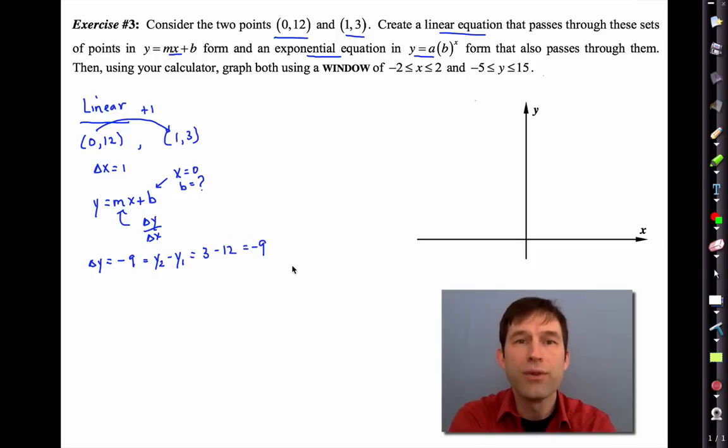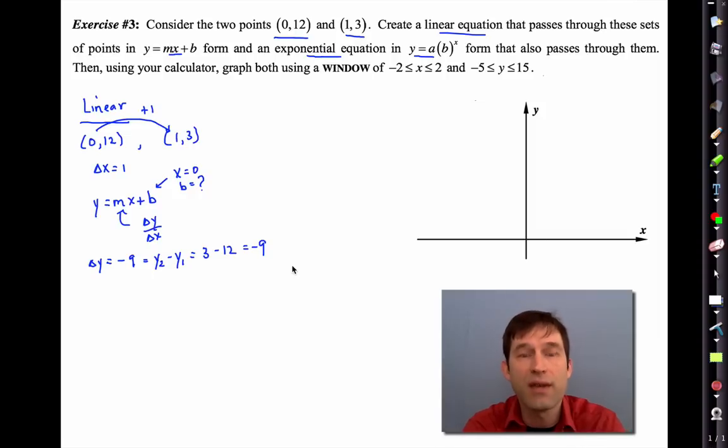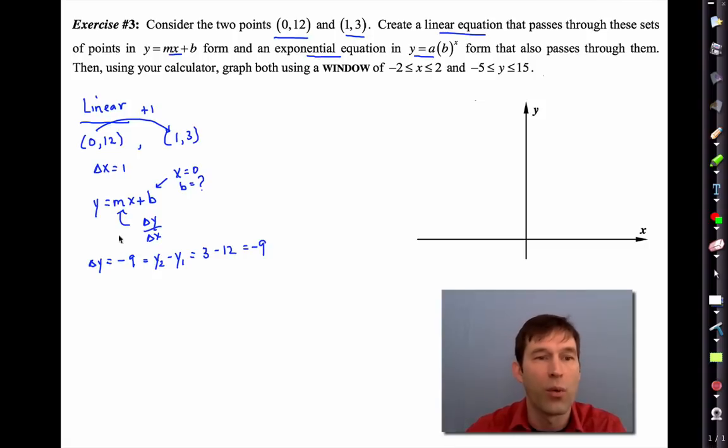But what a lot of students will do, and this is very understandable, is they'll see that 12, they'll see that 3, and they'll say 12 minus 3, 9. And unfortunately, the problem with 9 is that it indicates that y is increasing as x goes from 0 to 1. And in fact, y decreased as x went from 0 to 1. Now, the great thing is that delta y automatically gives us the slope, right? Because the change in y divided by the change in x gives us -9.